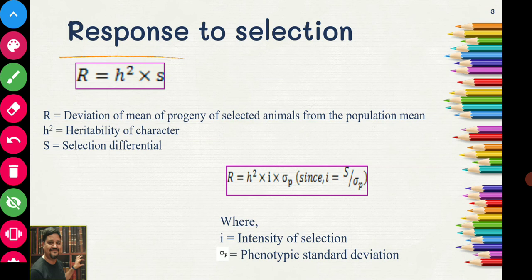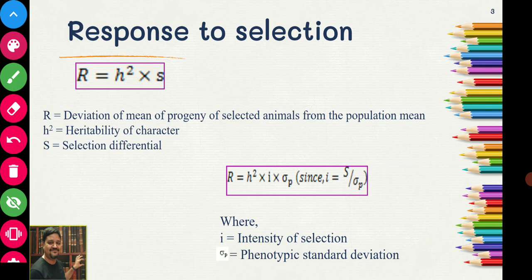So what will be the average of the selected individuals? 8 plus 9 divided by 2, that means 8.5. The population average was 5 liter and your selected individuals' average is 8.5. So what is the selection differential? 8.5 minus 5, that is 3.5. This 3.5 is the selection differential. Now you want this 3.5 liter to be transmitted to the next generation. That means the progeny of these two individuals should produce more milk. How much more? More than 5 liter.